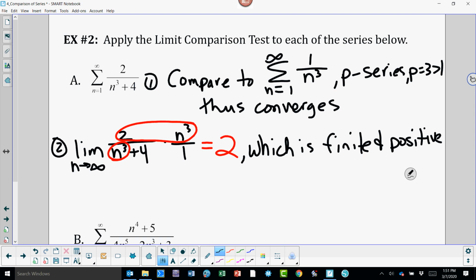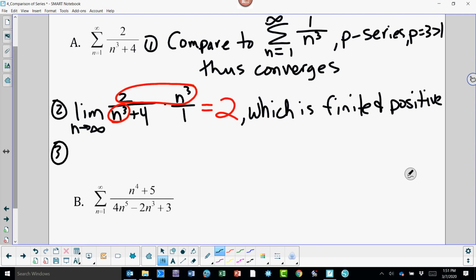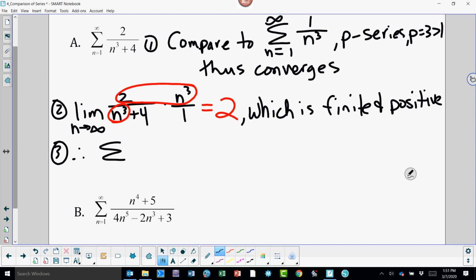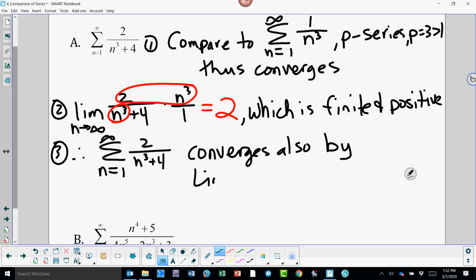Well, 2 is a number. It's not infinity. That's what would be infinite. It's finite and it's positive. So therefore, my last step is simply to say, therefore, my original series, again, always write the original one down, 2 over n cubed plus 4 converges. Also, again, a comparison test. They do the same thing, and it converges also by the limit comparison test.